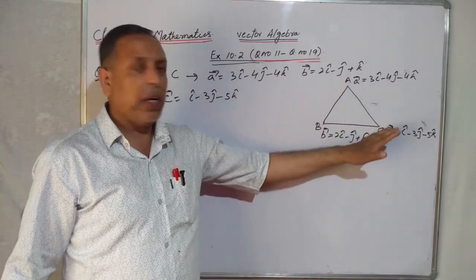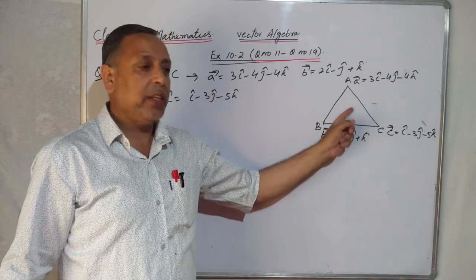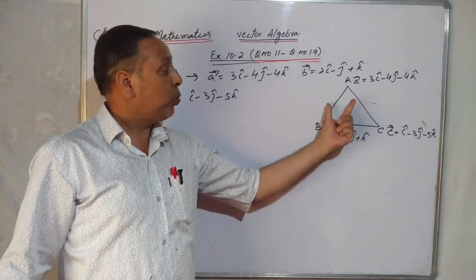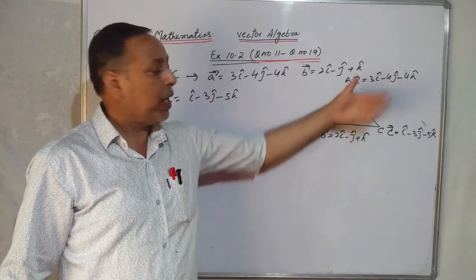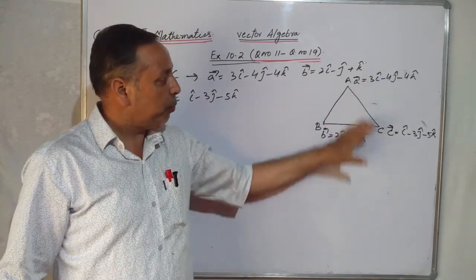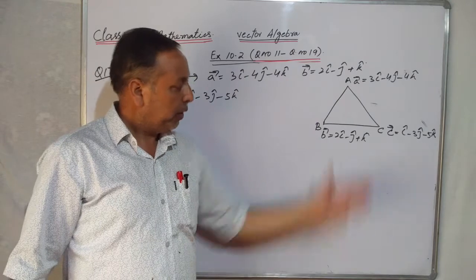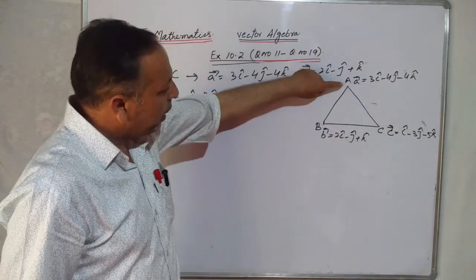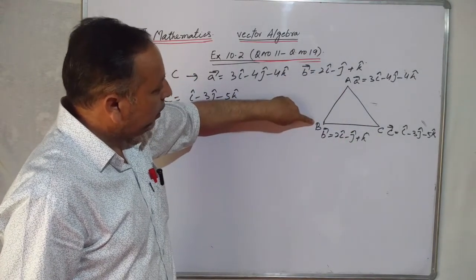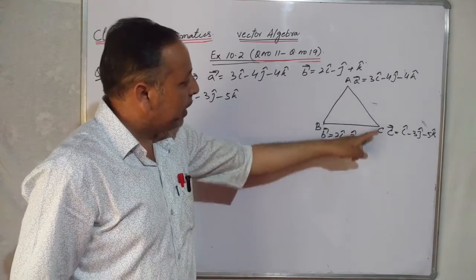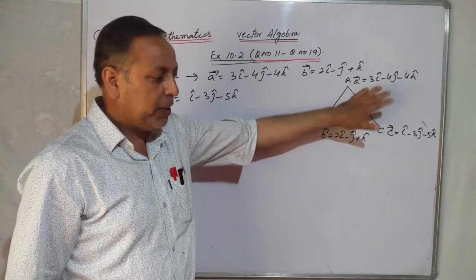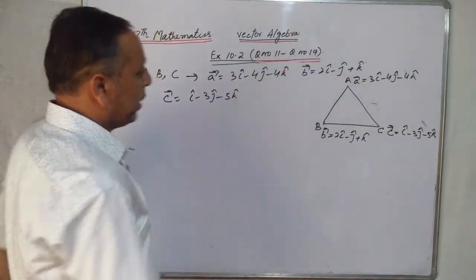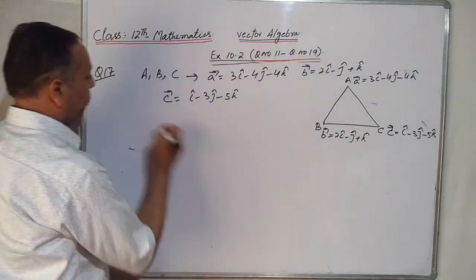Triangle ABC will be a right angle triangle if it satisfies Pythagoras' theorem. That means the square of the length of one side is the sum of the squares of the other two sides. If it satisfies the property, then it means it's a right angle triangle. So here we have to find vector AB, vector BC and vector CA, then find their magnitudes and use the property. If it satisfies the property, then it will be a right angle triangle. So first find vector AB.